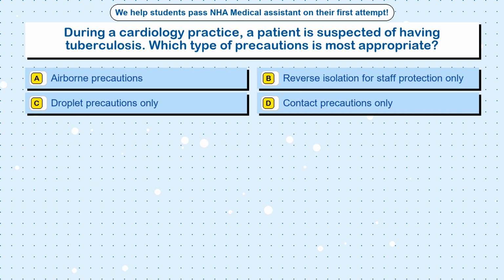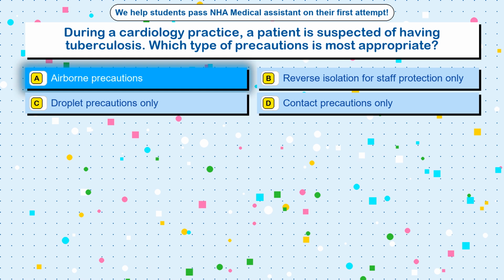Question 9. During a cardiology practice, a patient is suspected of having tuberculosis. Which type of precautions is most appropriate? Option A. Airborne precautions. Option B. Reverse isolation for staff protection only. Option C. Droplet precautions only. Option D. Contact precautions only. The correct answer is option A.